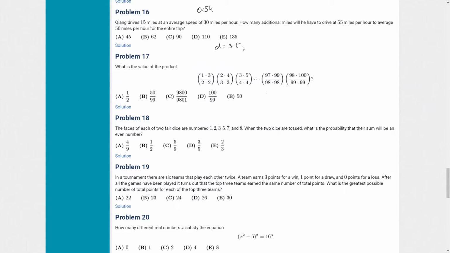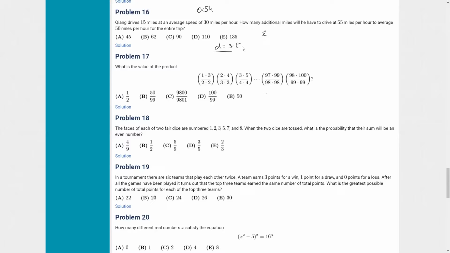So half an hour at 30 miles per hour gives us a distance of 15 miles. 30 times 0.5 is equal to 15. So this is a very good equation for us to use. Now, how many additional miles will he have to drive at 55 miles per hour to average 50 miles per hour for the entire trip?